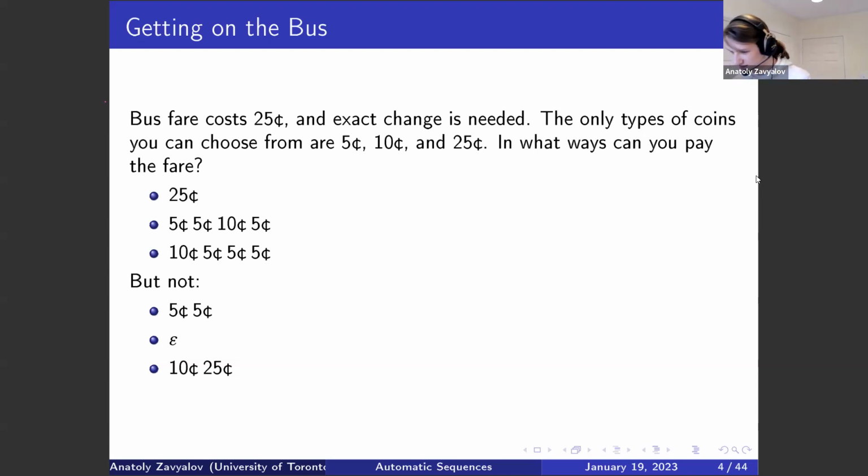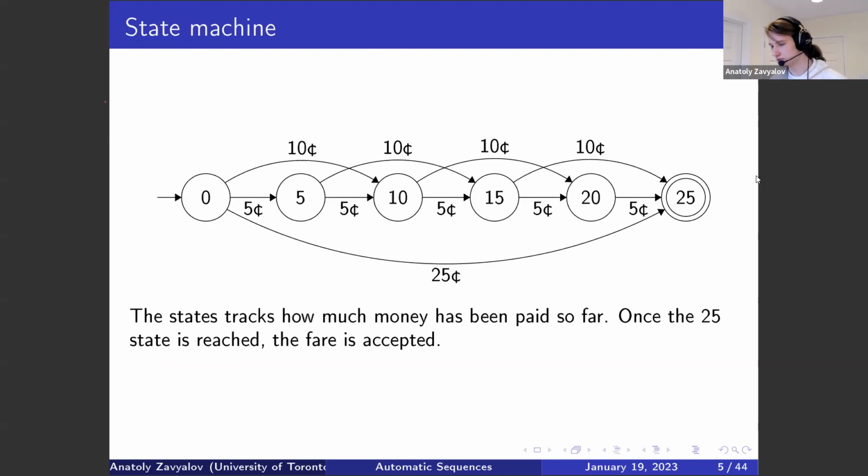So we can represent this kind of decision procedure using something called a state machine or an automaton. Here we have some states which represent how much money we have input so far. Starting off with 0 cents, if we put in 5 cents, then we increment by 5. If we put in 10, we can jump over by 10, and we can go directly to this 25 state by inputting 25 cents. And once we reach this double circle state, that means it's an accepting state, and we can get on the bus.